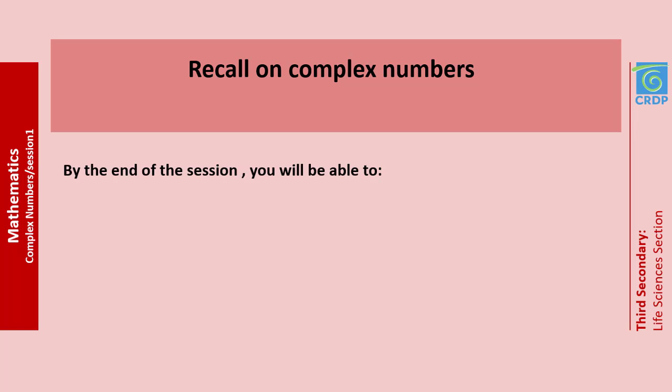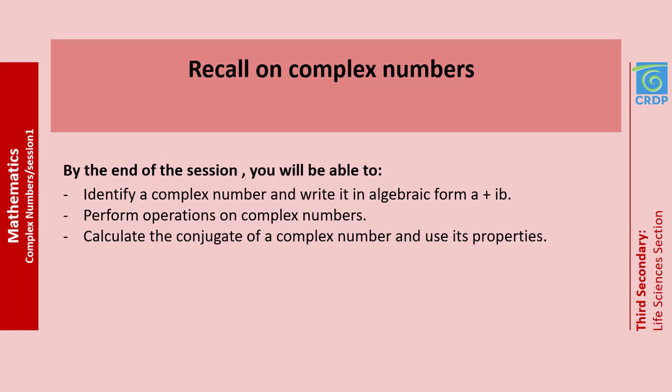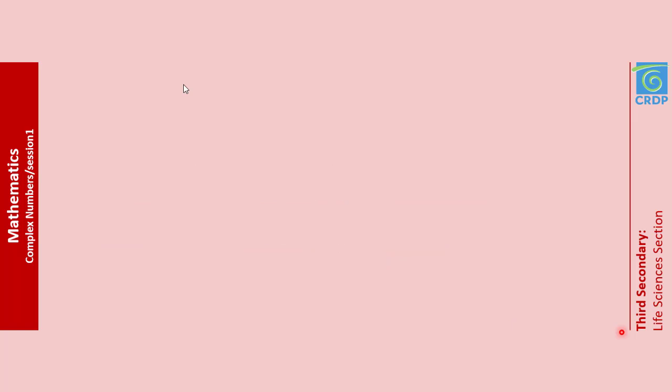And the main objectives of this part are: identify a complex number and write it in algebraic form, a plus ib, where a and b are two real numbers; perform operations on complex numbers; calculate the conjugate of a complex number and use its properties; and finally, represent geometrically a complex number. Let's begin by recalling the definition of the set of complex numbers C and its properties.